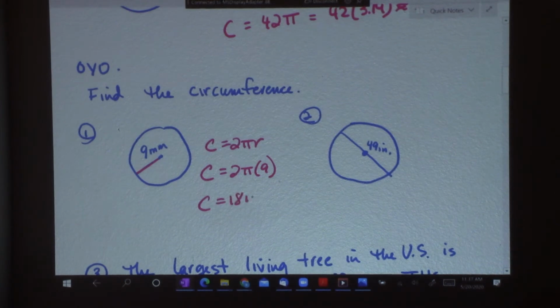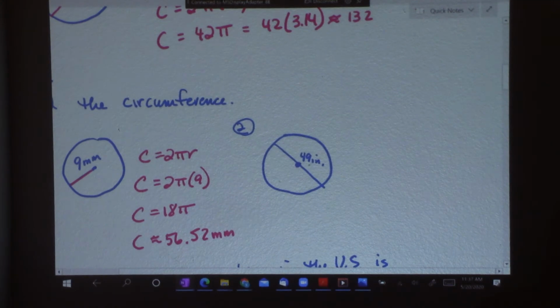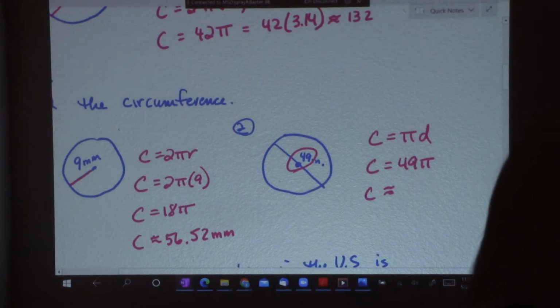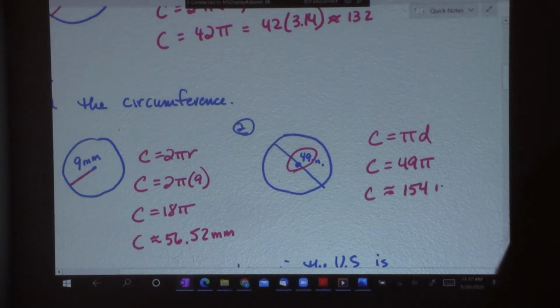So I end up with 18 pi, and that works out to be about 56.52 millimeters. And it stays millimeters, it's length, not area. So we're not squaring, okay? Number 2, I've got the 49 over the middle, so that tells me I have my diameter. So I'm going to have 49 pi, and if I multiply 49 by 3.14, I get approximately 154 inches. So the distance all the way around would be 154 inches.